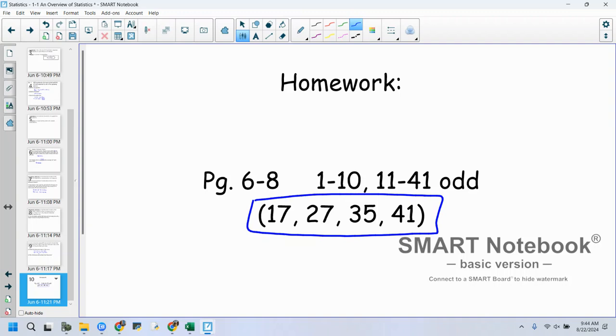Now, when I write it up on the board here, I'm going to write the required problems up on the board. So up here, I'm going to say page 6 to 8. And then say 17, oops, not through. 17, 27, 35, 41. And that's it. 4 problems for this first section. Nice and easy. Yeah?